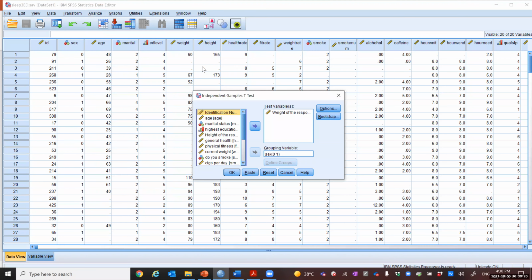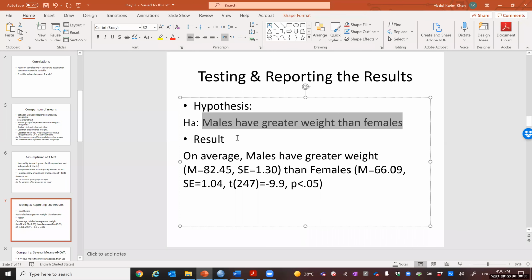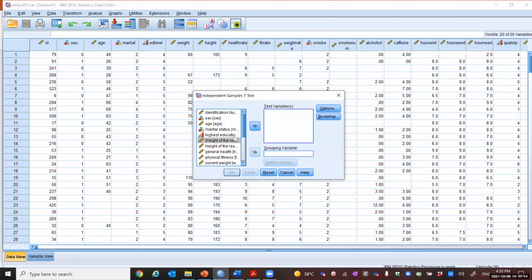I would click here. Now the test variable here is my dependent variable. Our hypothesis says that we are interested in knowing that males have greater weight than females. So weight is my dependent variable, and my independent variable is gender, having two categories, males and females. So I'll put in weight and gender. The test variable is weight.